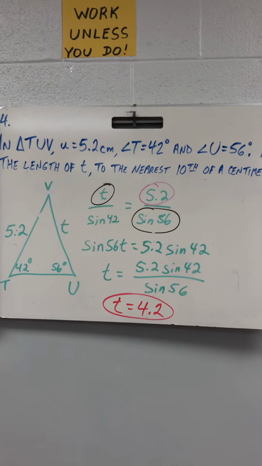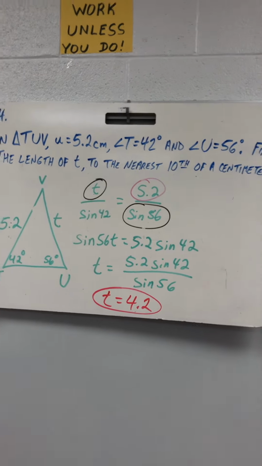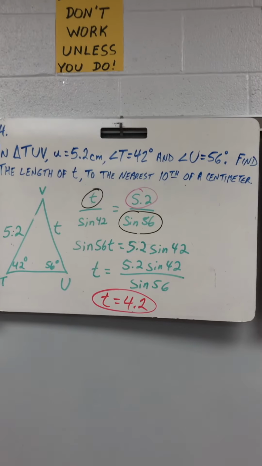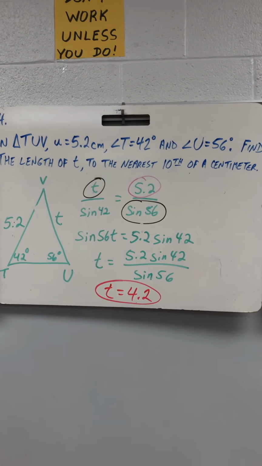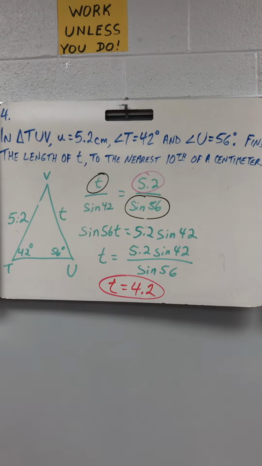Triangle TUV, little u is 5.2. Angle T is 42, angle U is 56. Find the length of little t.